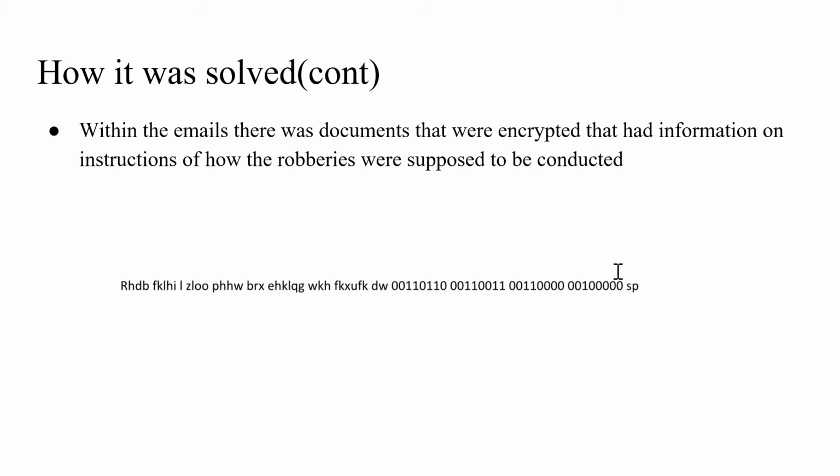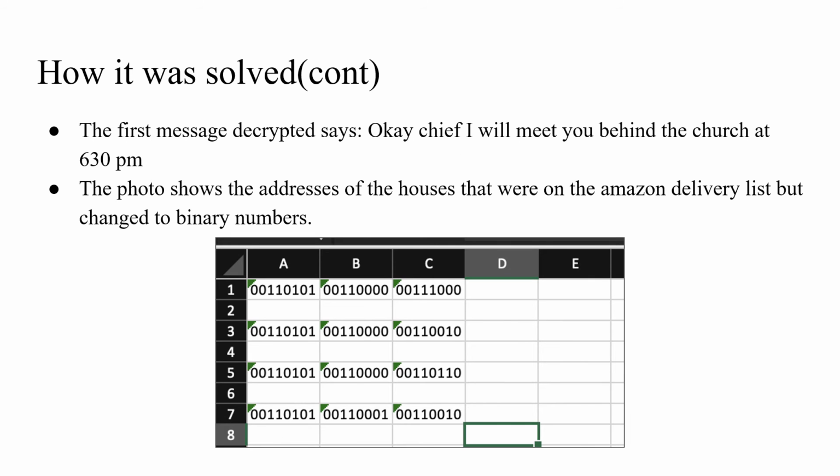Within the emails, there were documents that were encrypted that had information on instructions of how the robberies were supposed to be conducted. The first message decrypted says, "Okay, Chief, I'll meet you behind the church at 6:30 p.m." The photo shows the addresses of the houses that were on the Amazon delivery list but changed to binary numbers.